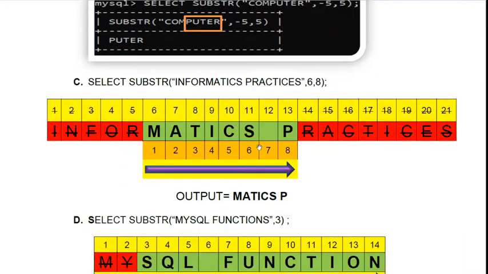Next example, informatics practices 6, 8. So go to the sixth place. This is the sixth place. And from this place, read rightward. And how many letters will it read? Total 8. 1, 2, 3, 4, 5, 6, 7, 8. So MATICS blank space P will be the output.